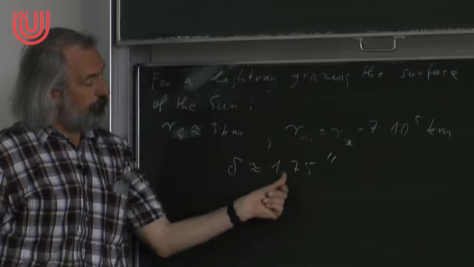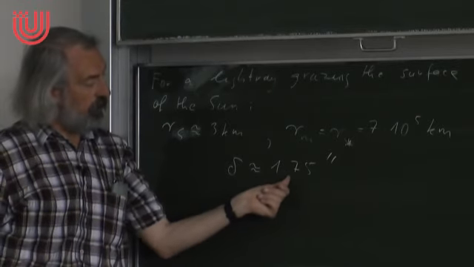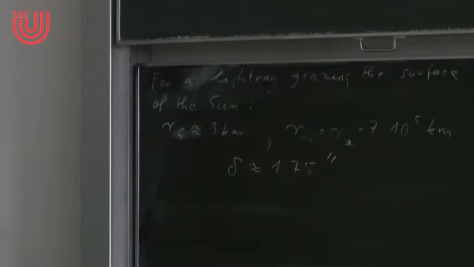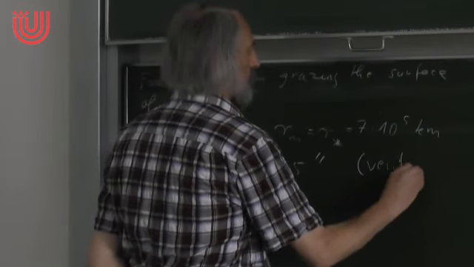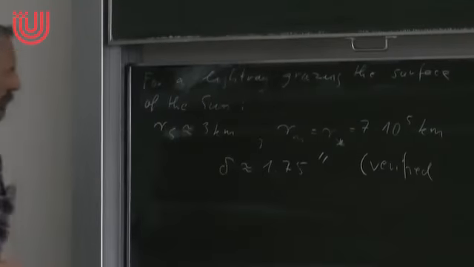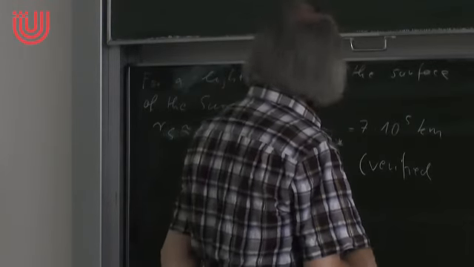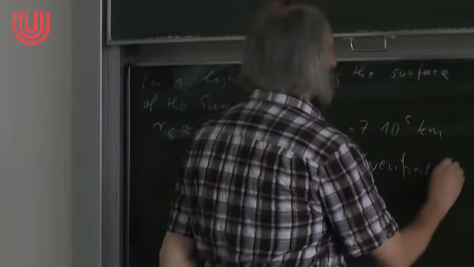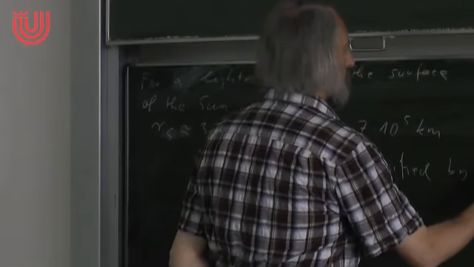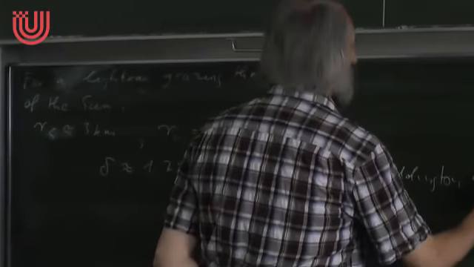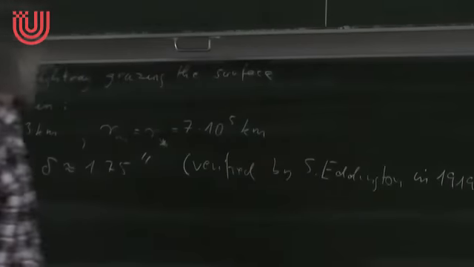And there was a famous expedition headed by Arthur Eddington. It was organized by the Royal Astronomical Society in London, and they verified the Einsteinian value pretty well. Not with an overwhelming accuracy, but the order of magnitude was certainly verified very well. So this was verified by Sir Arthur Eddington in 1919 during a solar eclipse.